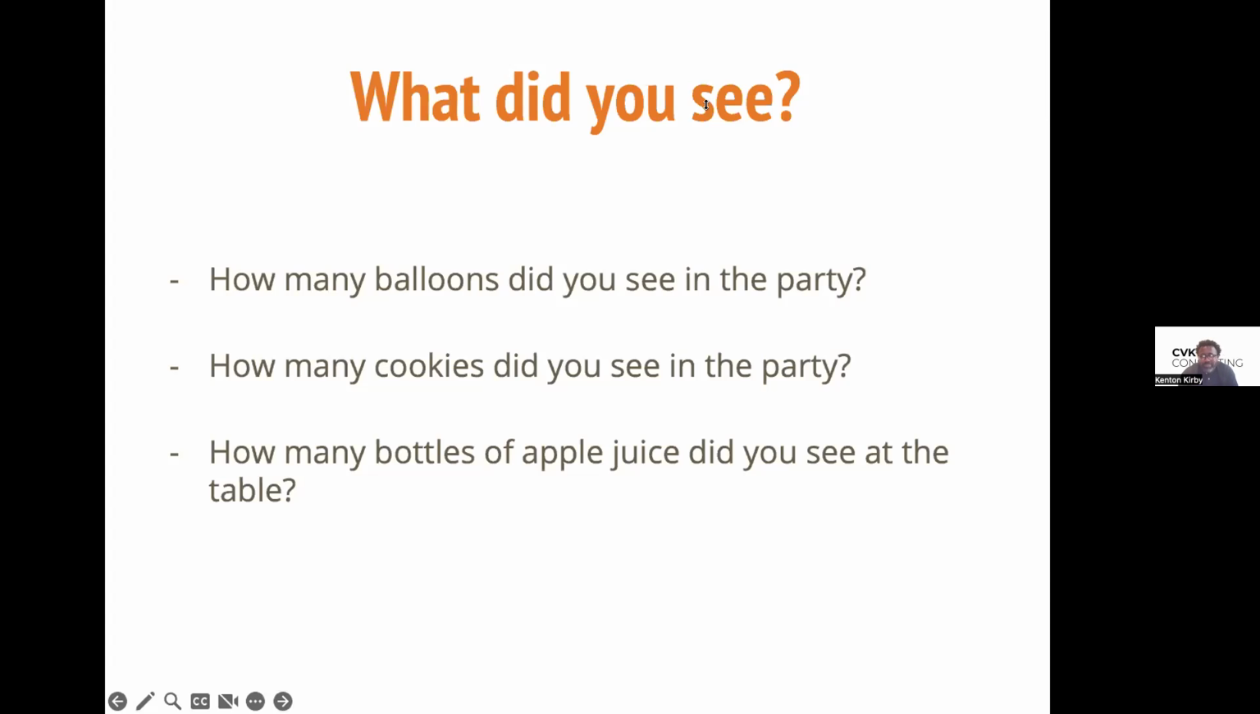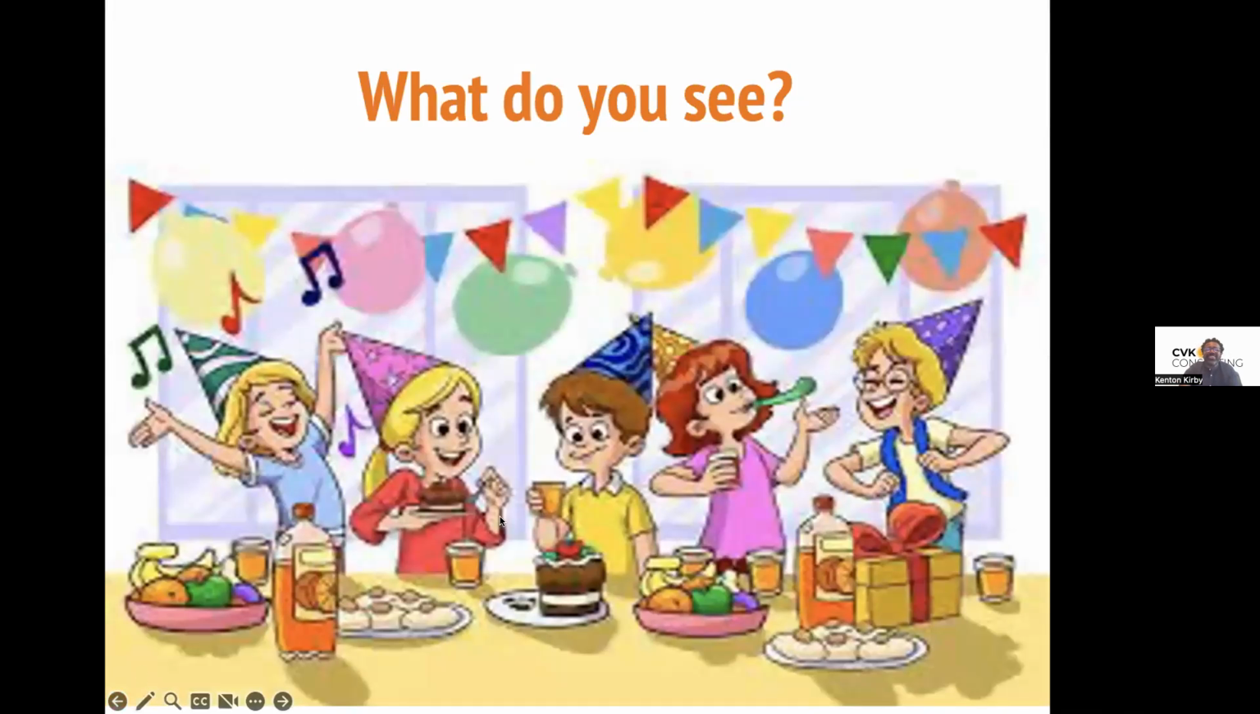How many cookies did you see in the party? How many cookies were there? 2 plates. I said how many cookies? 10, 2 trays, 10. No idea. Unsure. All right. Here's the last one. How many bottles of apple juice did you see at the table? 2 bottles of apple juice, 4 bottles, none. Correct answer. Y'all ready for it? There was no apple juice on the table. There was orange soda.